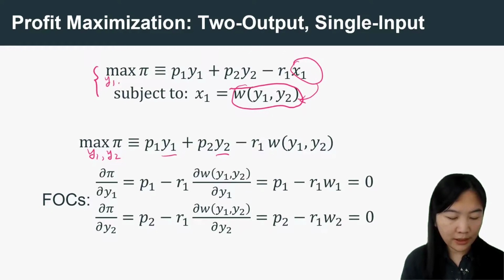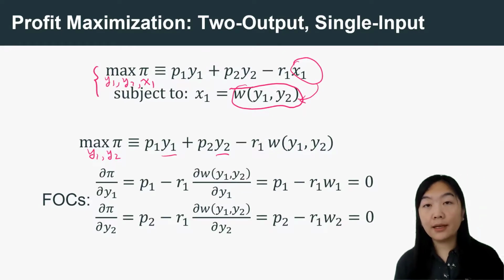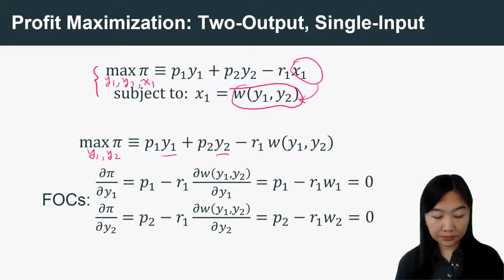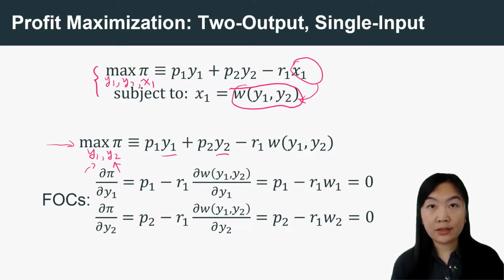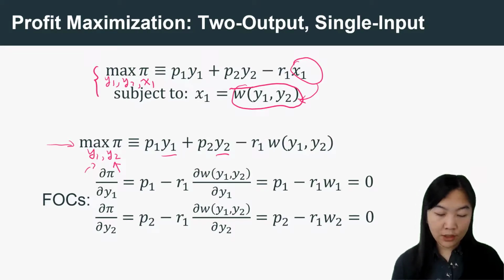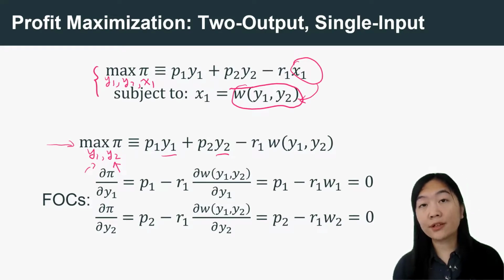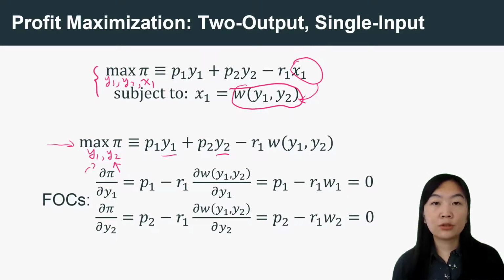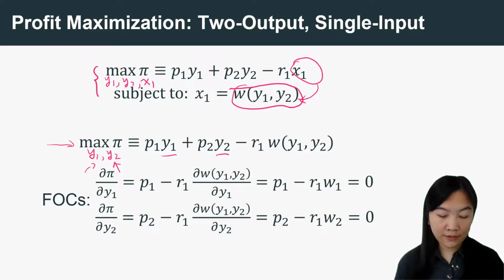Otherwise, we would have y1, y2, and x1, and that's a little more difficult to solve. Here we only have y1 and y2 to solve, and this is an unconstrained optimization problem. For an unconstrained optimization problem, you don't need the Lagrangian function and don't need to interpret the Lagrangian multiplier. The first order conditions are to set the partial derivatives of the objective function with respect to the choice variables equal to 0.